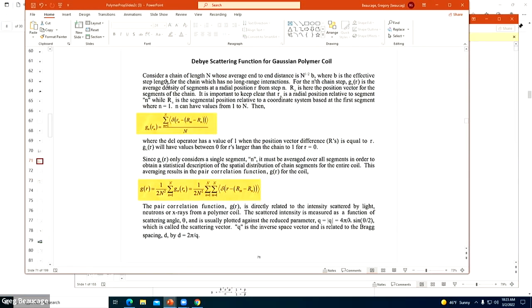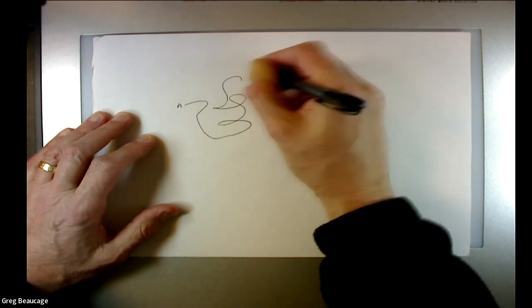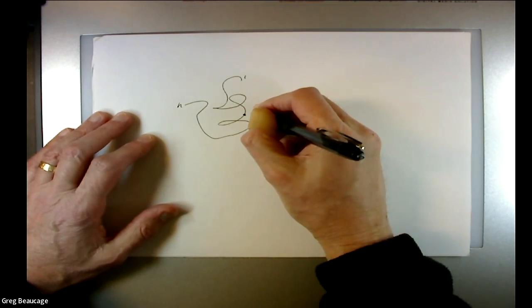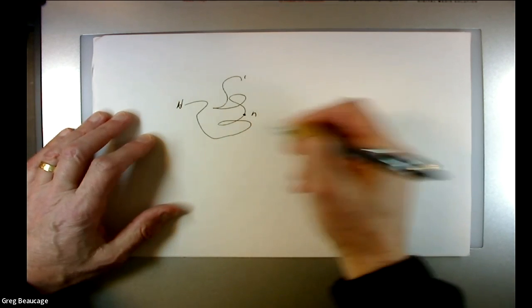Anyway, this is about correlation functions. Okay, so the idea is this. If you see, you have the chain, and it starts at 1 and goes to capital N. Say you're at some point n in it.